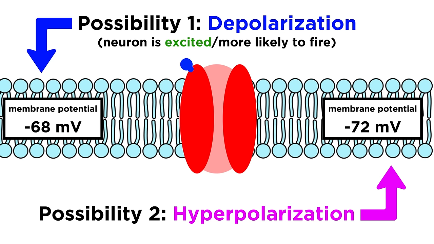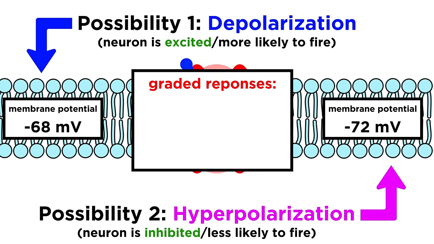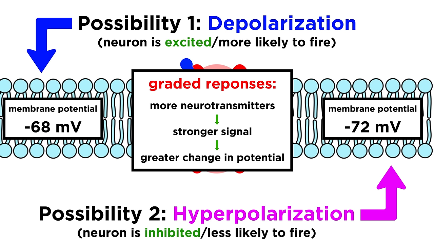Depolarization excites the neuron, making it more likely to fire, while hyperpolarization inhibits the neuron, making it less likely to fire. These are both forms of graded responses, which means that the magnitude of the change in potential is proportional to the intensity of the signal, or the amount of neurotransmitters that bind.